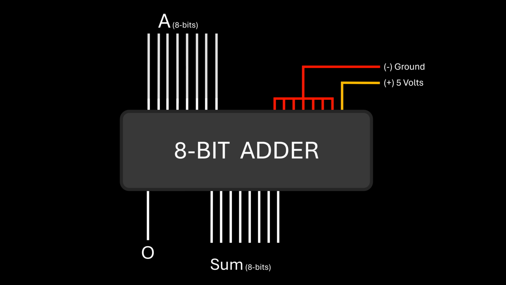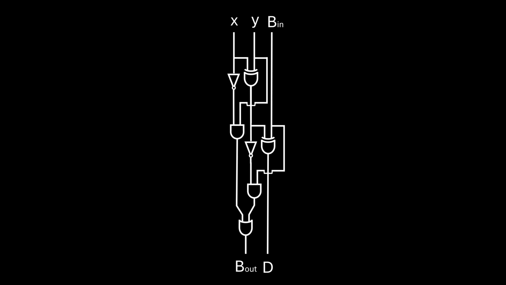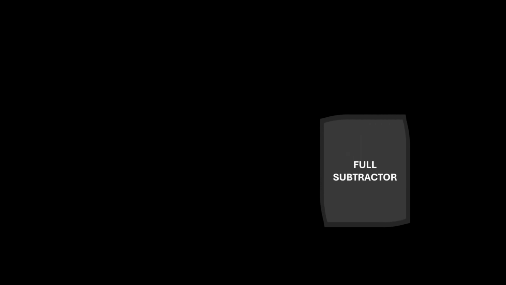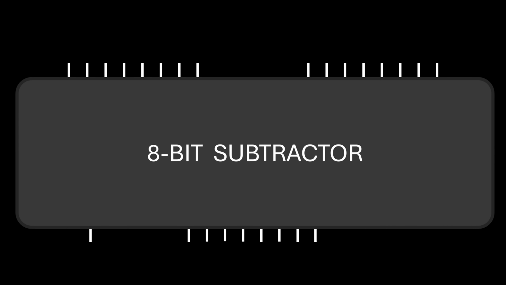We've only talked about adders in detail, but in the end, it's all about logic gates. With them, we can make more useful things, like a full subtractor, that then can be used to build an 8-bit subtractor. And from there, we could keep going and make even more complicated stuff.